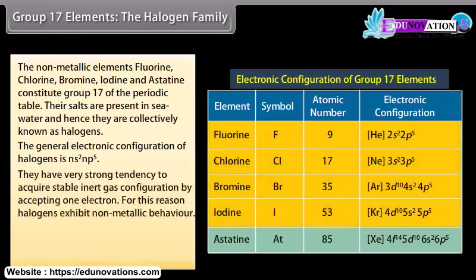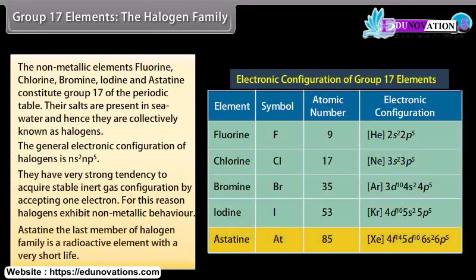ns2np5. They have a very strong tendency to acquire stable inert gas configuration by accepting one electron. For this reason, halogens exhibit non-metallic behavior. Astatine, the last member of halogen family, is a radioactive element with a very short life.